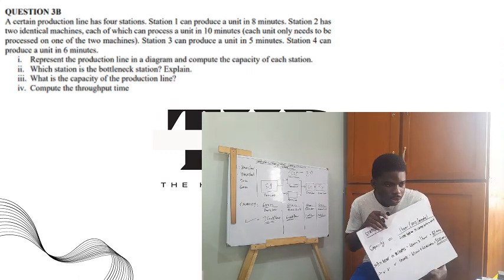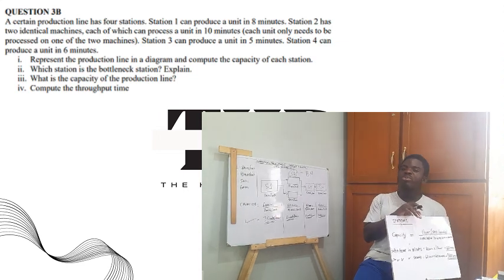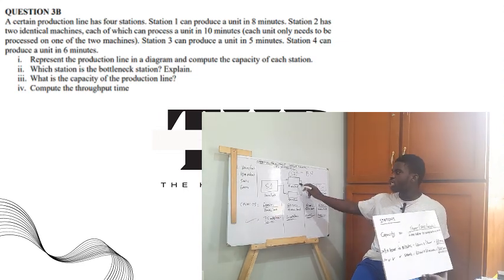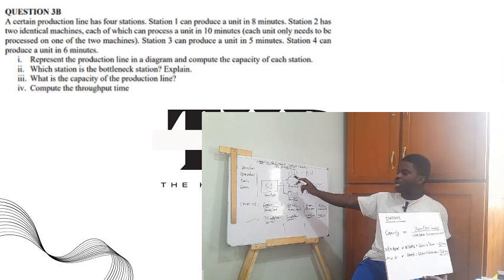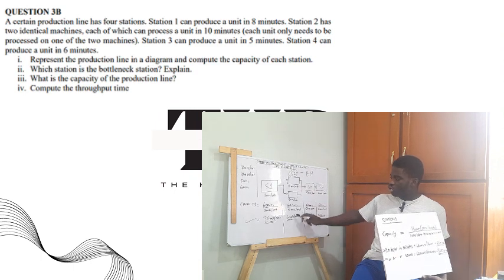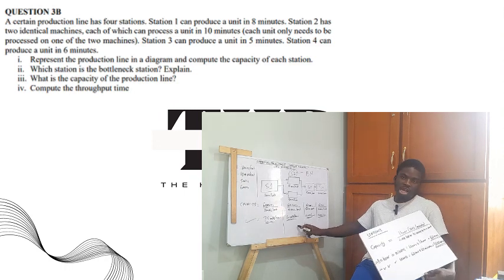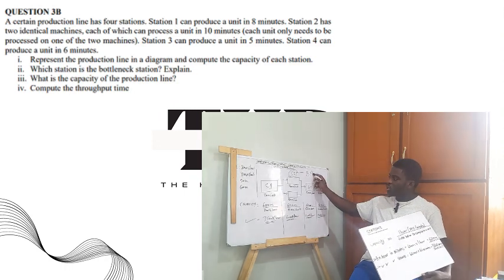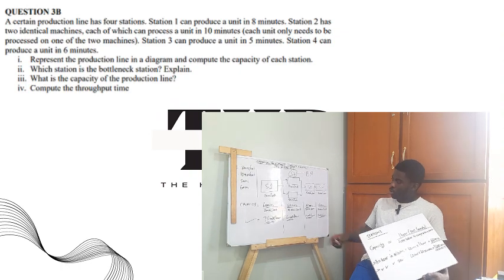The next question was: what's the capacity of the production line? The capacity of the production line is the capacity of the bottleneck. So the capacity of this entire production line is the capacity of this one, the same 6 units per hour. You always find the bottleneck, and the capacity per hour of the bottleneck is the capacity per hour of the entire production line.